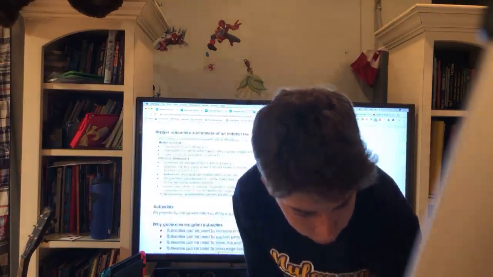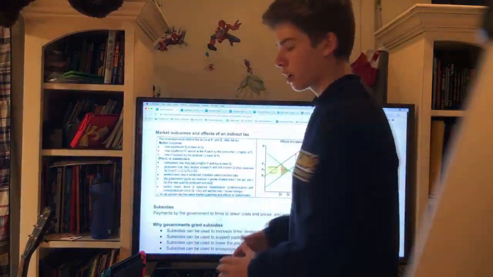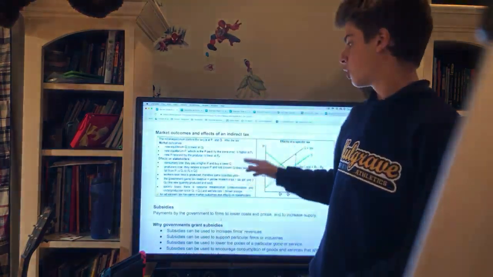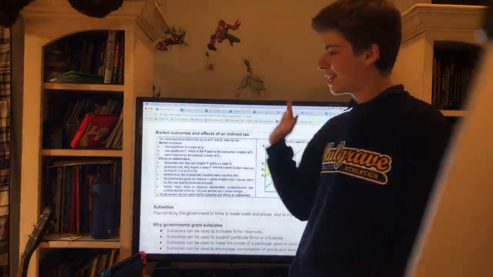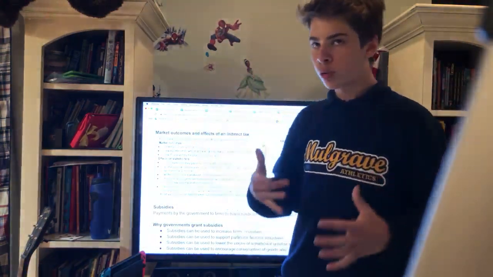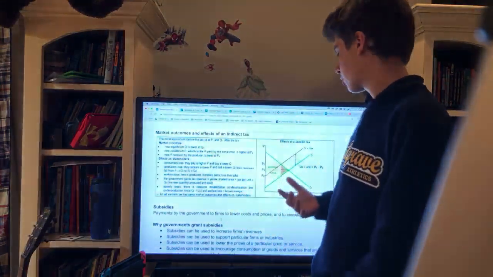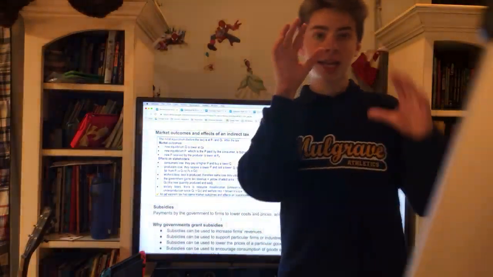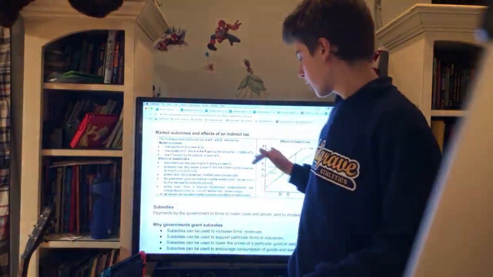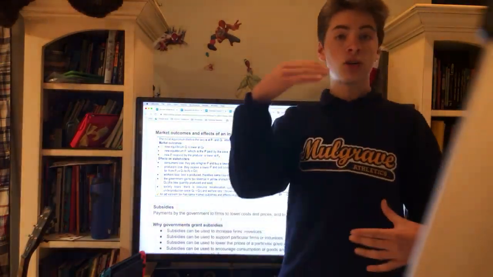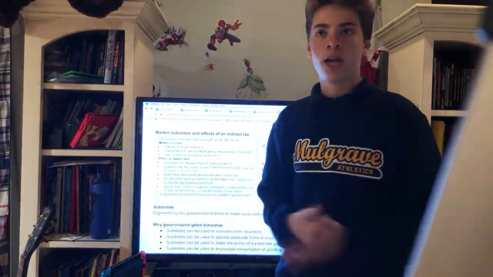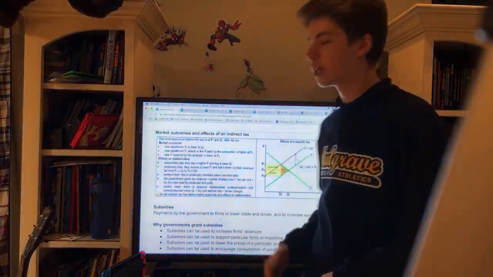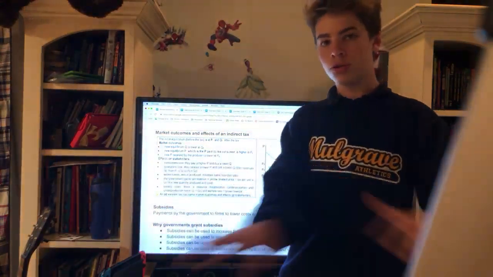Market outcomes with an indirect tax. Basically, if the government imposes a tax onto a market or a specific product, the supply curve would shift to the left, as firms are willing to supply less of a good that they're being taxed on. Remember, an indirect tax is borne by both the consumers and the producers. It's not only towards the consumer, unless the graph was completely inelastic. However, you don't have to know that.